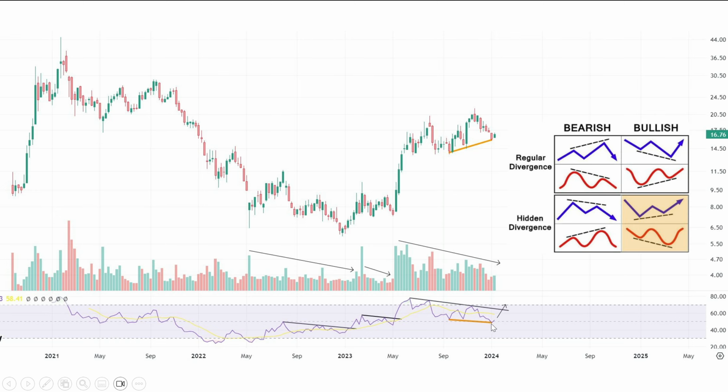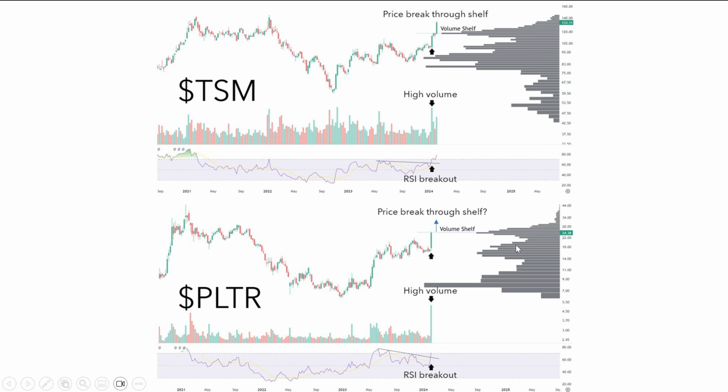reaccumulation pattern. And because of that, I think it's going to break out of this RSI trend line just like it did before, and it's going to be a beast. And sure enough, it did. You can see that it broke out of this range up here.